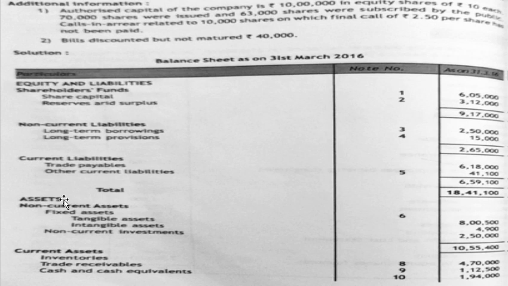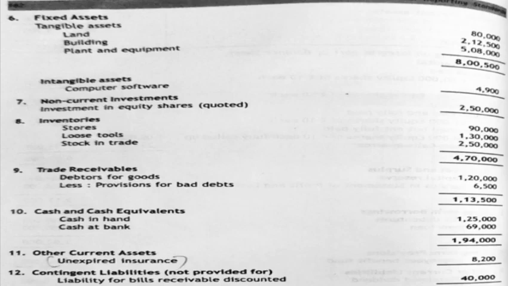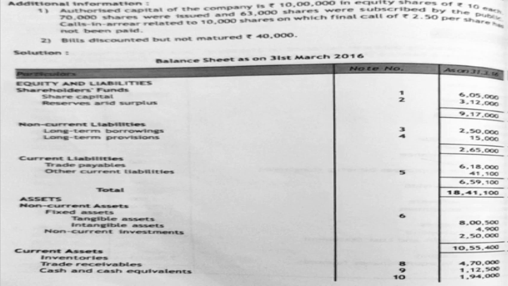Next is our asset classification. We have non-current assets. Under non-current assets, we have fixed assets, tangible and intangible. As per the working note, we have tangible assets, which is plant, building, and land, which will give you 8,500,000, and intangible assets, computer software, which is 4,900, under working note 6. So we will be classifying that. The total is 8,500,000 plus 4,900, and we have non-current investments related to equity, which is 2,50,000. So the total non-current assets is 10,55,400.